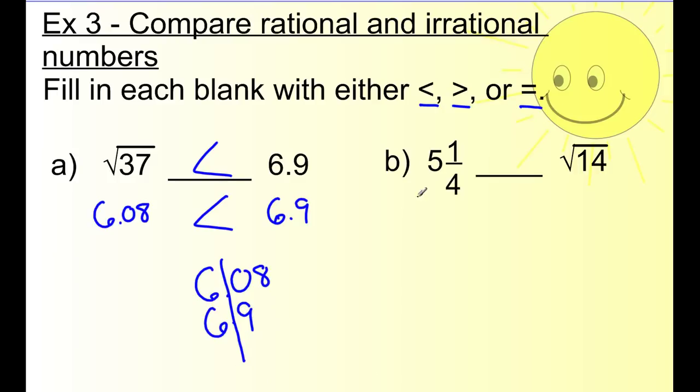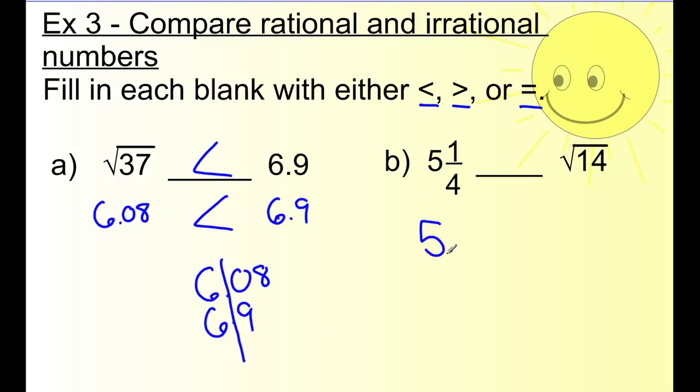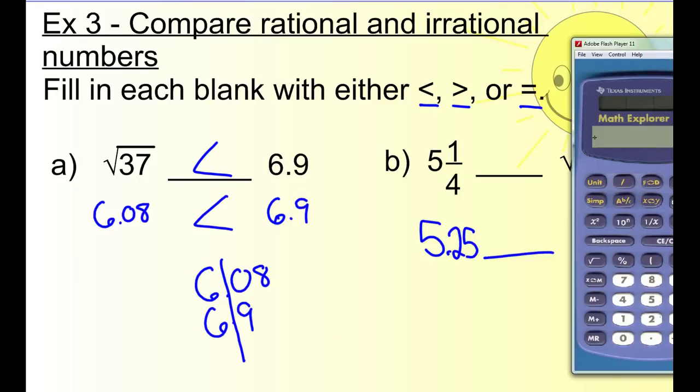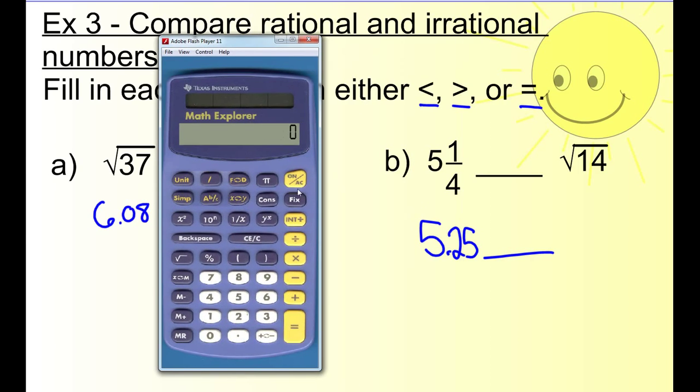Okay? Letter B, 5 and 1/4. So I know this off the top of my head, but if you don't, divide your fraction. 1 divided by 4 equals 0.25. So this becomes 5 is the whole number, 0.25 is the decimal, and square root of 14. 14 square root, 3.74.